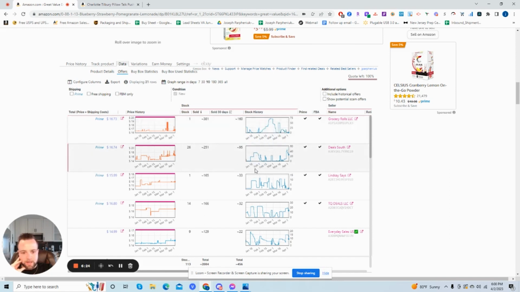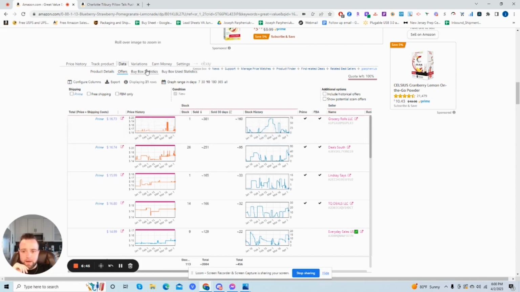This is a good sign. A lot of people are replenishing this product. That's why I use the offers tab. That's the main reason. I don't think it's a good, accurate assessment of how many sold, because usually it can inflate the data because things are going in and out of FC transfer. But this is a good thing we see here in the 90 days. People have been replenishing this product.